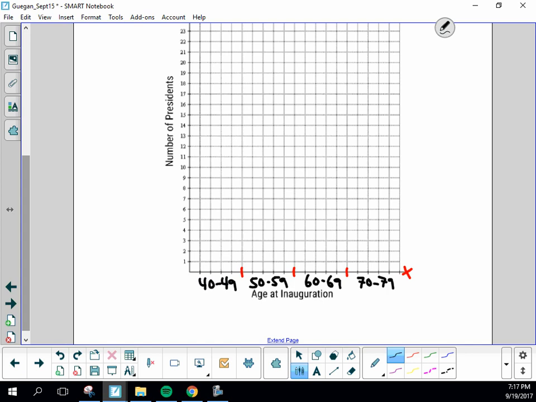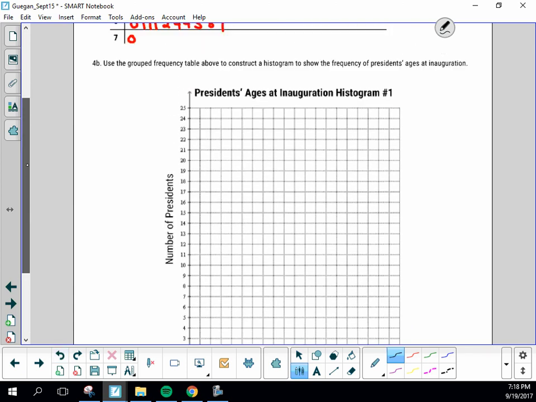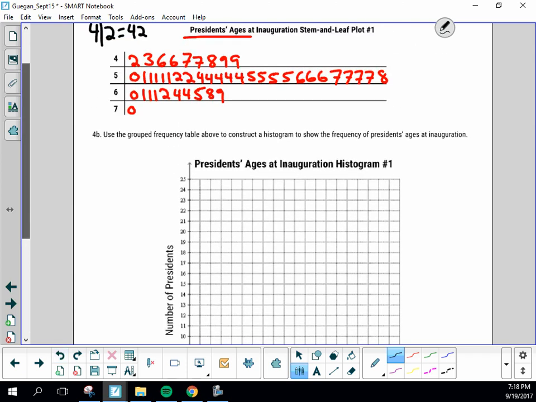It is extremely important in your histograms that your intervals are all identical in size. So if this first bar has 10 values represented in it, 40, 41, 42, 43, 44, 45, 46, 47, 48, 49, then your second one and your third one and your fourth one all better have the same amount of values represented. In this case, they do. Okay? Let's look back at our stem and leaf plot.